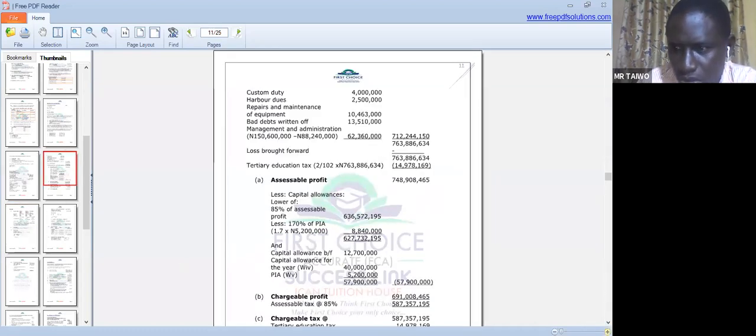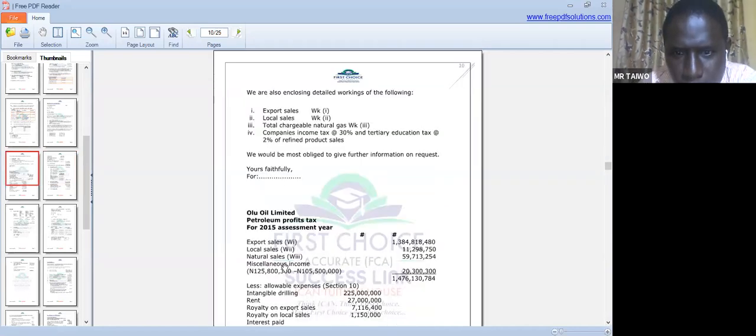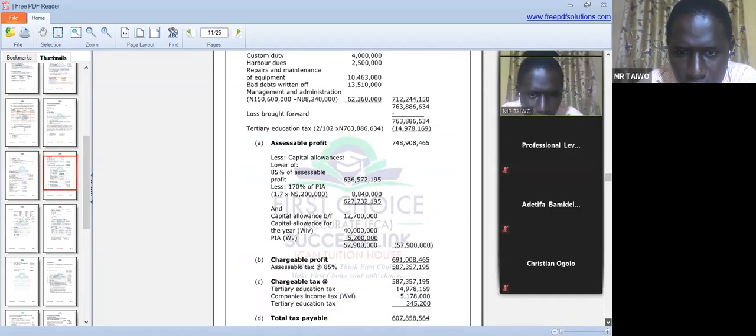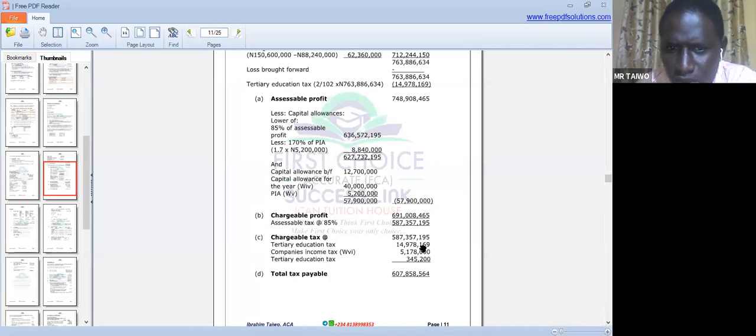Now, look at what you do. Company income tax is 5,178. Tertiary education tax again for that company income tax is 345,200. Addition of everything, both the PPT, the tax on that PPT, the company income tax, and the additional tax on that company income tax. You add all the four together, and you give it as the tax payable by the company. That is that. Then after getting this, you go back.